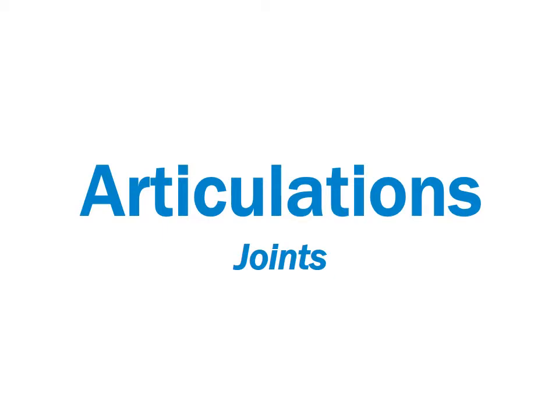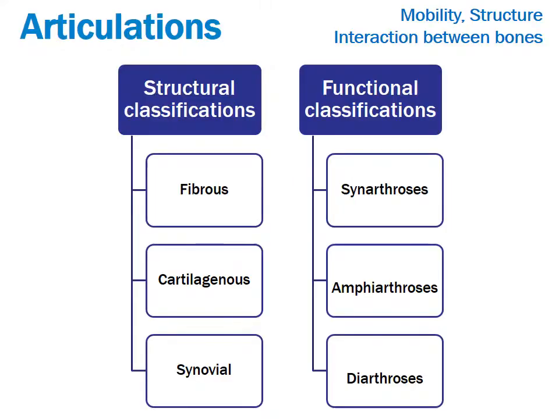An articulation occurs anytime two bones touch each other. Anatomists classify articulations based on structural and functional qualities. There are three structural classifications based on the structures between the two bones in the joint.